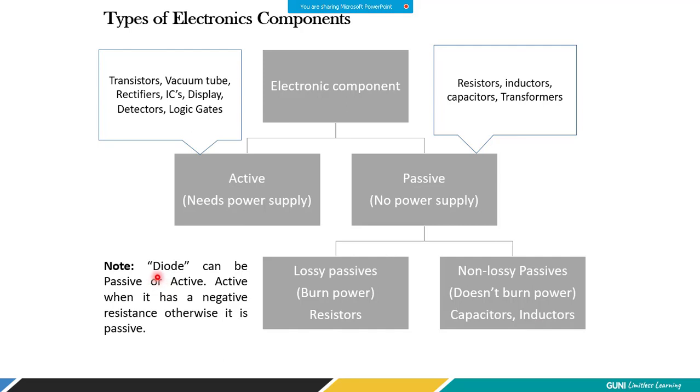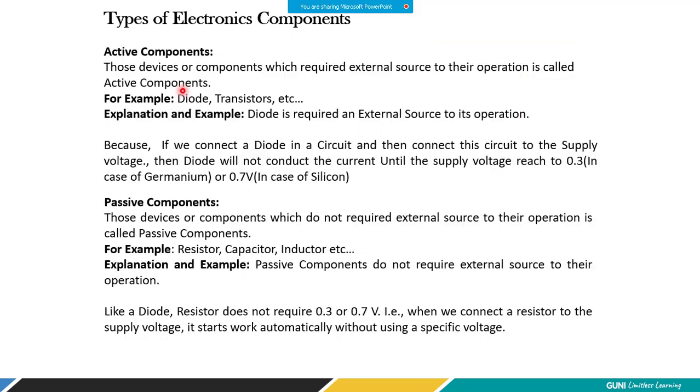Now here there is a note that you should look at. Diode can be passive or active, right? Diode could be a passive or an active component. Active when it has a negative resistance, otherwise it is a passive component. So broadly, you can categorize electronics components into two parts. One is the active, another is the passive. I already said what comes in the passive and what comes in the active components, right?